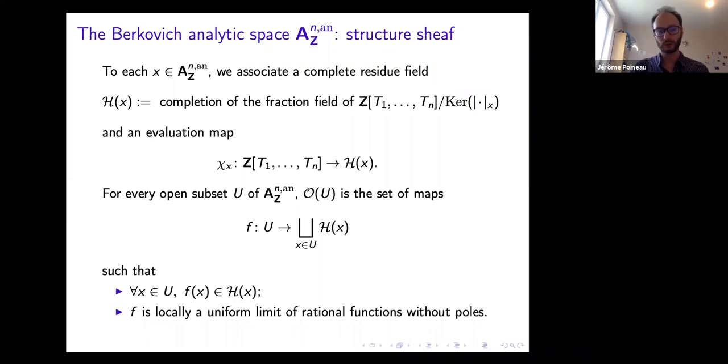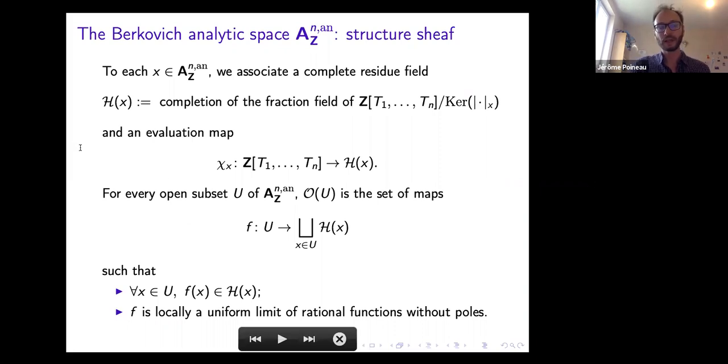And so Berkovich says that an analytic function is something that is locally a uniform limit of rational functions without poles. So it should be reminiscent of what happens in the complex setting. In the complex setting, if you look at a rational function without pole, we know that it's a holomorphic function. And we also know that holomorphic functions are stable under taking uniform limits. So if we start with this definition in the complex case, we just get back the usual holomorphic functions.